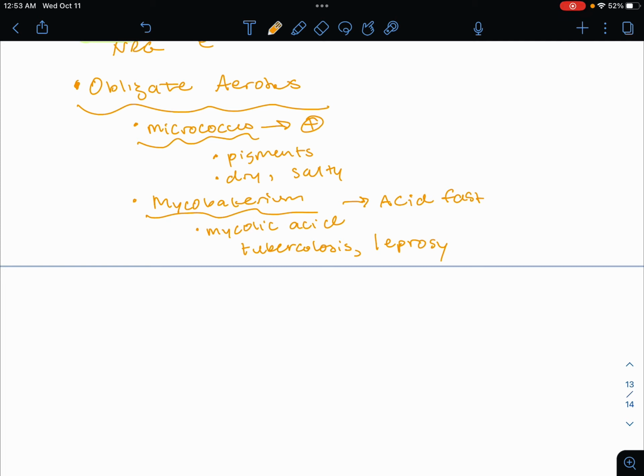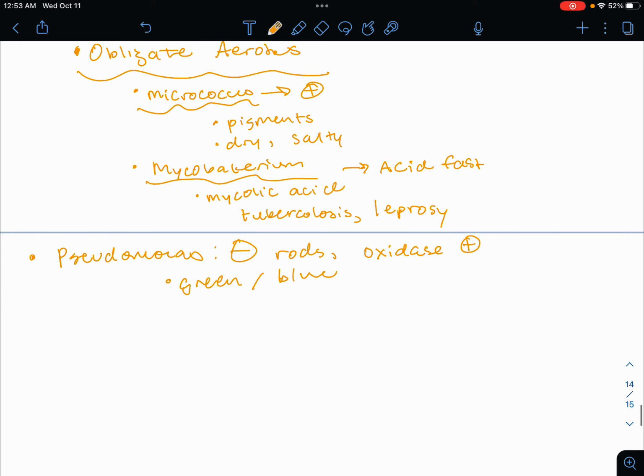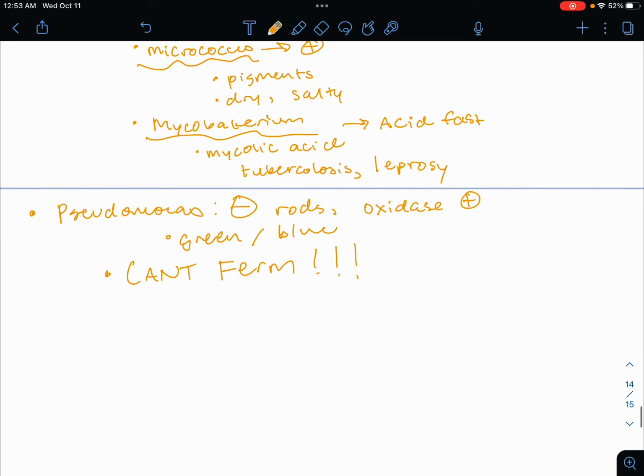Those are our obligate aerobes. We have more obligate aerobes here. We also have the Pseudomonas genus. These are going to be gram-negative. They're going to be rods. They have oxidase, so oxidase positive. They're going to be green or blue. They can't ferment anything. They're very strict aerobes.